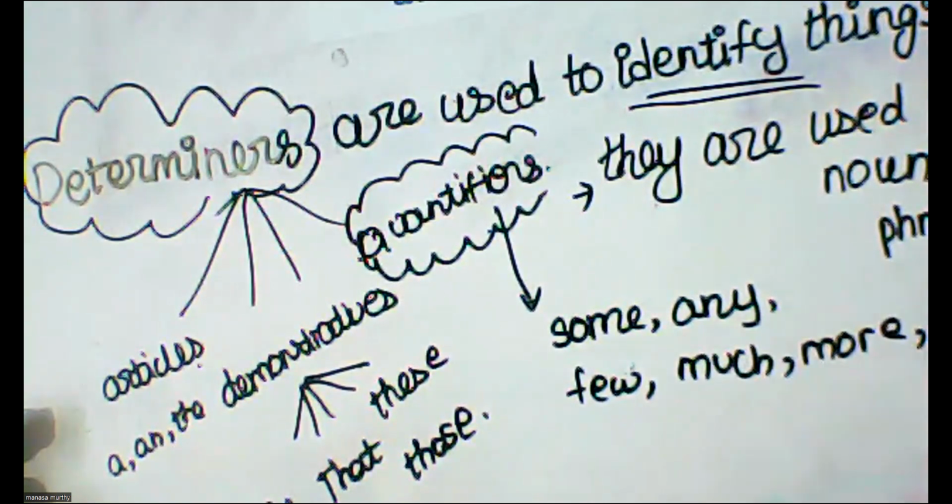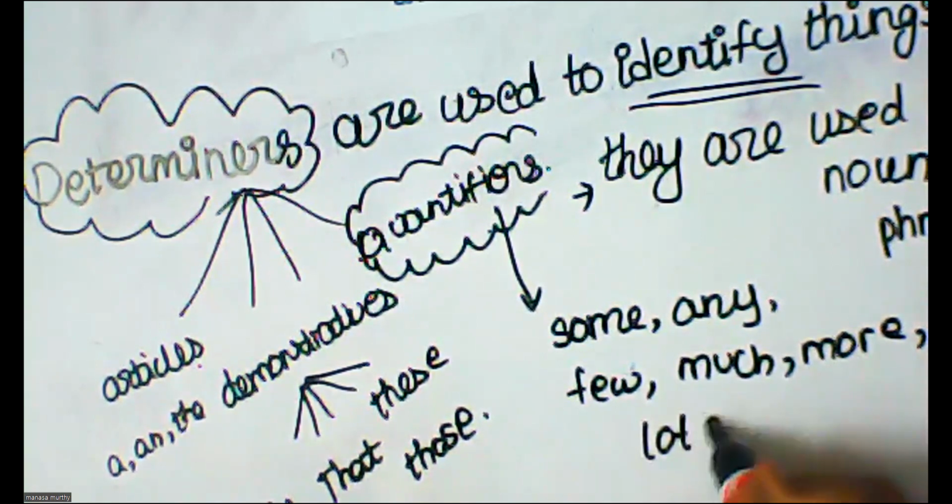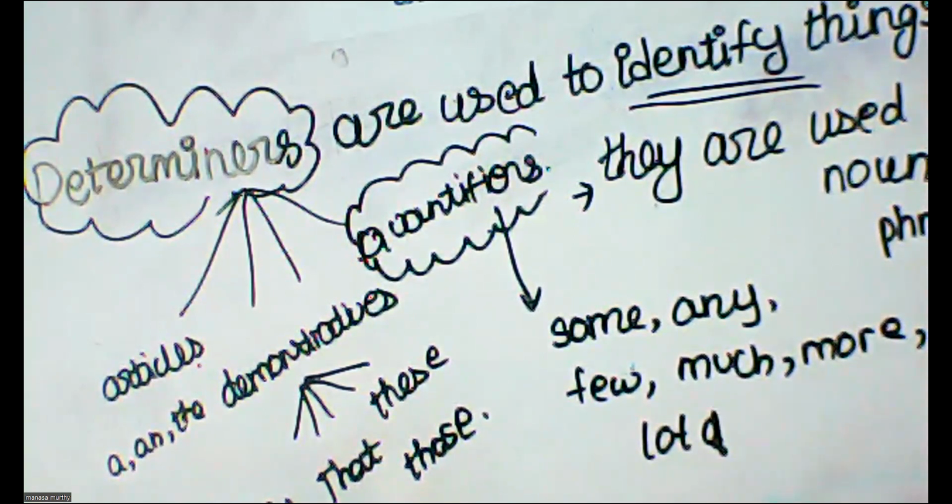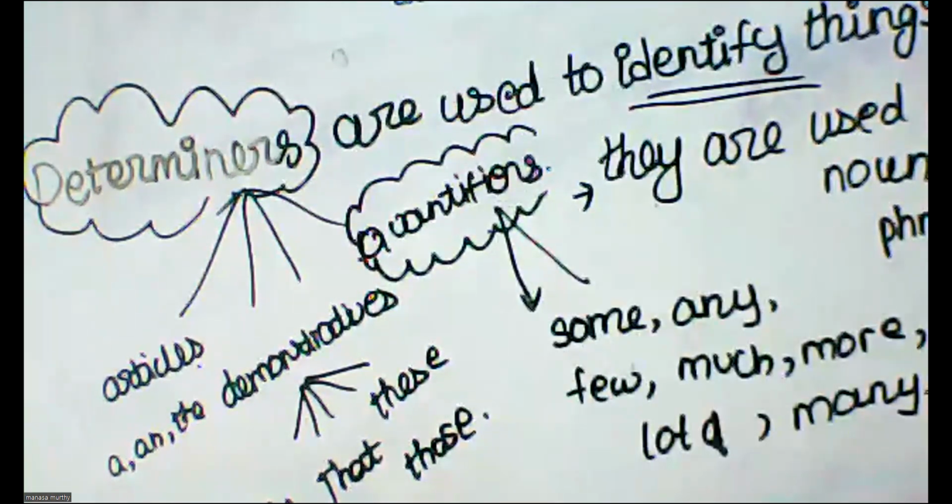any, I already mentioned, a lot of, many, much. Okay, these are some of the quantifiers. These quantifiers we use for countable nouns, and they can be used for uncountable nouns too. Depending upon the sentence, the kind of quantifier which we use differs.